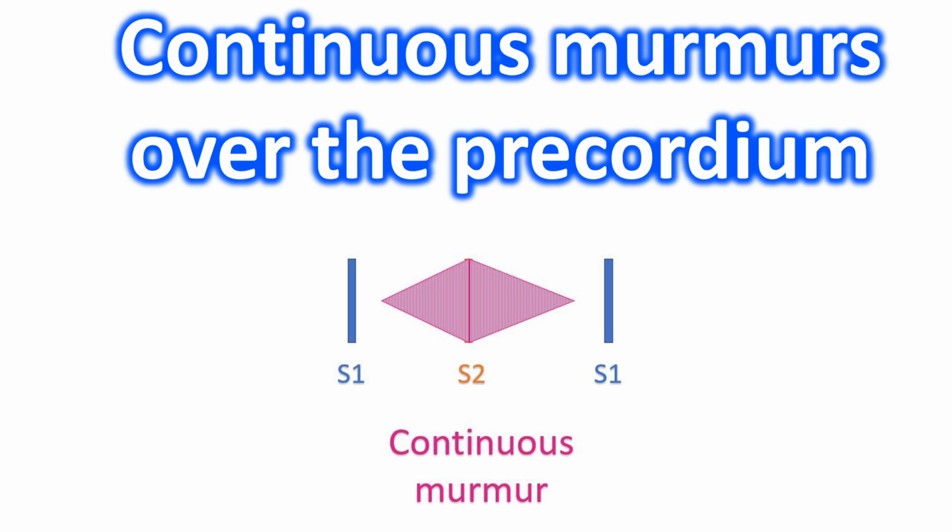By definition, a continuous murmur is one which starts in systole and continues through the second heart sound into diastole. It need not be present throughout the cardiac cycle. The classical continuous murmur is the murmur of patent ductus arteriosus with left-right shunt. It is best heard in the upper left sternal edge and is known as Gibson's murmur in Gibson's area.